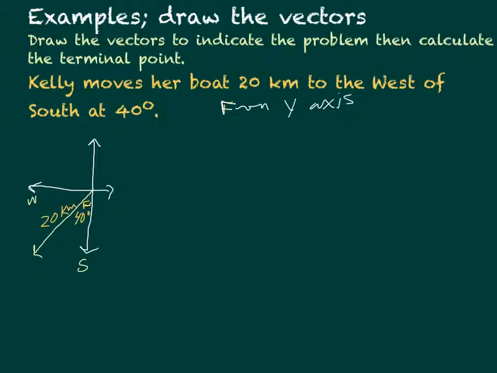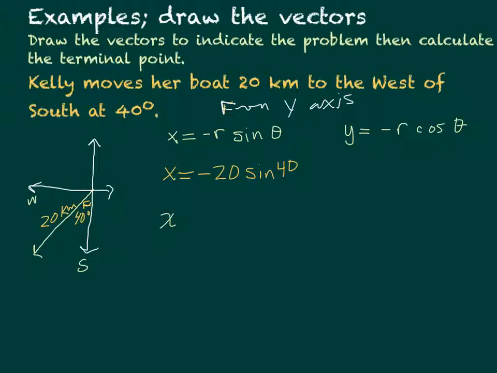So we're going to have x equals negative r, again, because we're going towards the negative, times the sine of theta, and my y is going to equal negative r times the cosine of theta, because my y is also going negative. Okay, and then again, pretty straightforward problem. X equals negative 20 times the sine of 40, which means that x is going to be approximately equal to negative 12.86, depending on how you round.